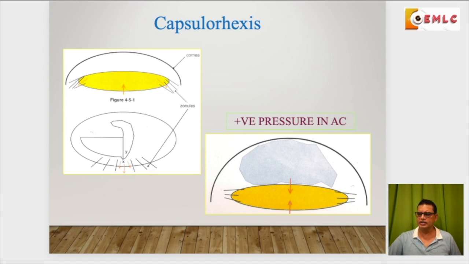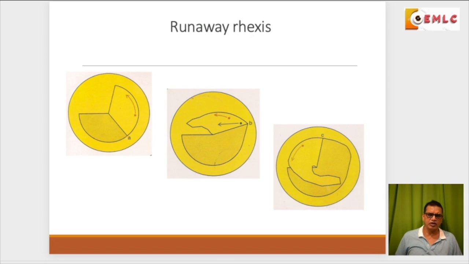So while doing a rhexis, if you do not maintain a positive pressure, as you can see, these yellow arrows show that there will be a centrifugal force, and you get a runaway rhexis. Always ensure that the pressure within the anterior chamber is higher than the intraocular pressure, so that the lens is kept very flat throughout the rhexis, and if required, you refill the anterior chamber with viscoelastic so that it remains flat.